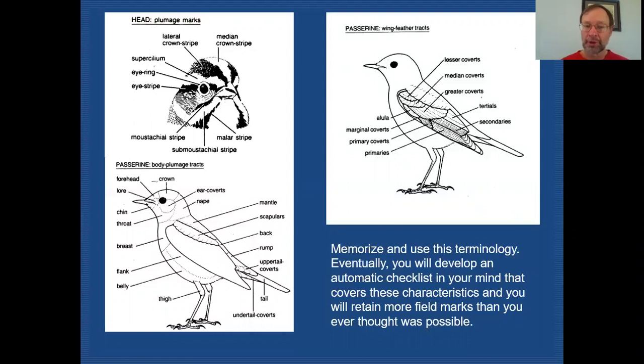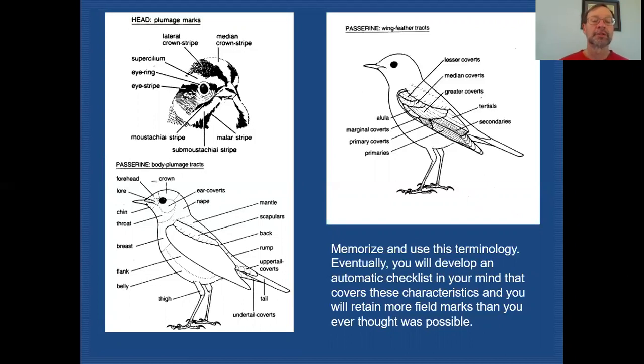The more you can train your brain to look for all these things, the more obvious they'll become as you see them. So if we take a close look here at the illustration of the head, you can see starting at the top, we have a median crown stripe, and then moving counterclockwise, we have lateral crown stripe, supercilium, eye ring, eye stripe, mustachial stripe, submustachial area, and malar stripe. You'll hear me using these terms a lot in all the things we'll be discussing in the future, so that's why I thought it would be a good idea to talk about them today.